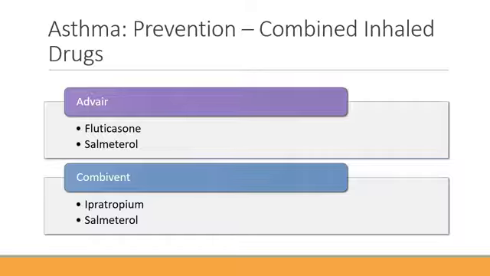Commonly, patients are on combined medications or combined inhaled drugs, and really what these are combinations of the different classes that we just talked about. So we have Advair and Combivent are two of the more common ones. Advair is fluticasone and salmeterol, so we get our inhaled corticosteroid along with our long-acting beta-2 agonist all combined in one inhaled drug. Or we have Combivent, which is our salmeterol, a long-acting beta-2 agonist again, and an ipratropium, that's our anticholinergic. So we can combine these two together.